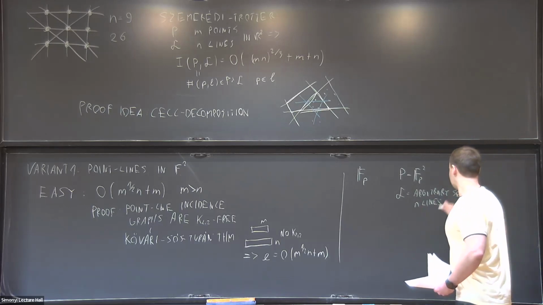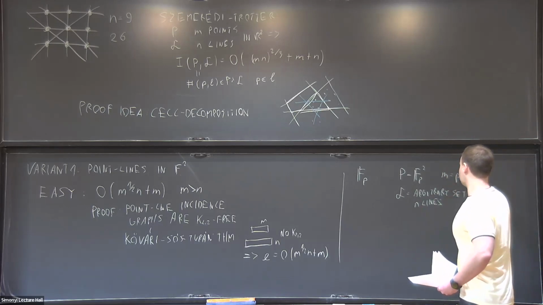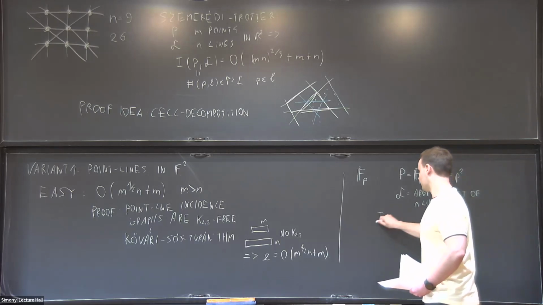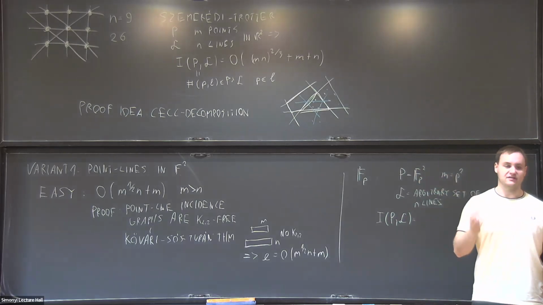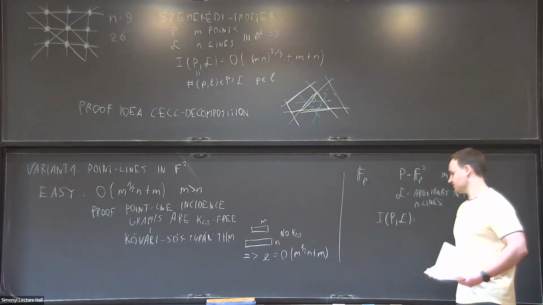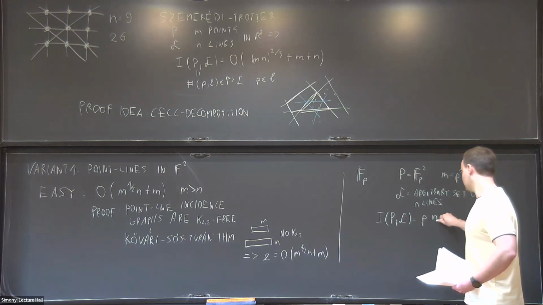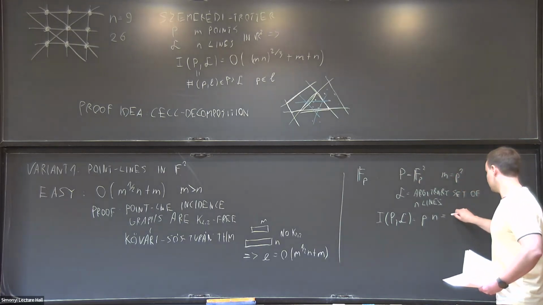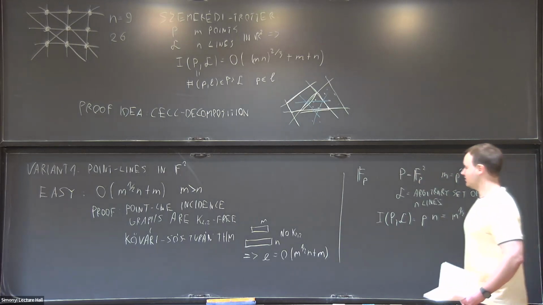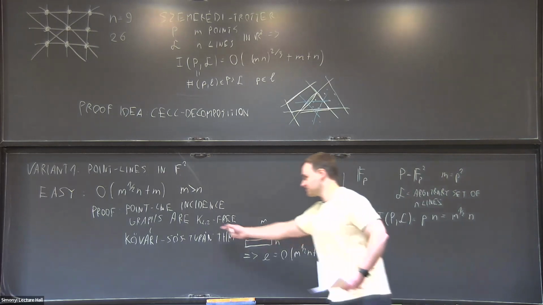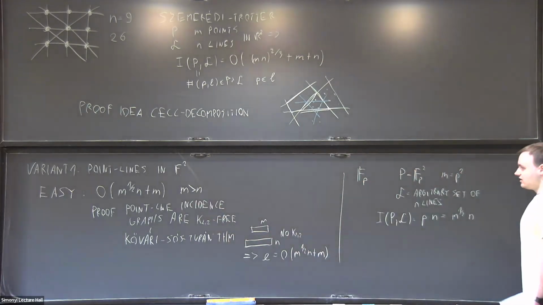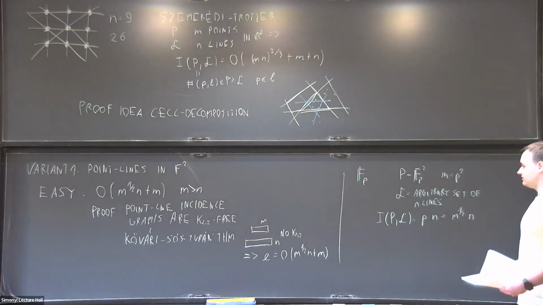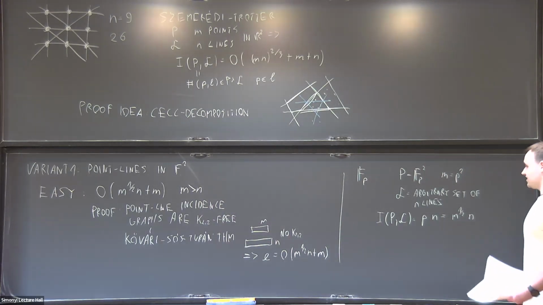Then we get that M is p squared. Also, the number of incidences between the points and lines is, because every line contains exactly p of the points, just p times N, which is just exactly square root of M times N. So this construction achieves exactly the bound we want. So this is kind of the easy answer.